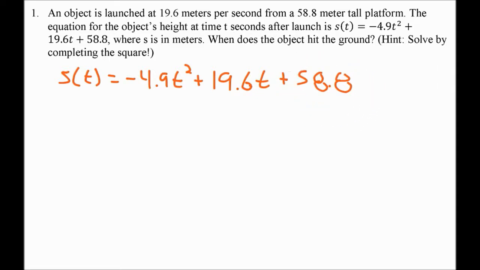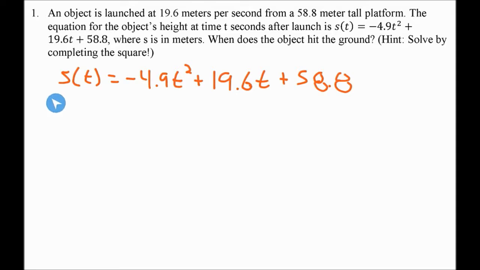But if I were to ask you to interpret the 58.8, look back at the problem and tell me, what does 58.8 represent in the context of this problem? Hopefully you were able to say that this constant, 58.8, represents the initial position, the starting point of where this object is being launched from. So 58.8 meters is how high off the ground the object is launched.